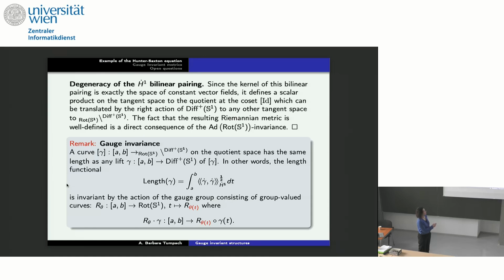Yeah, so what you get downstairs, because you kill the kernel of this metric, is a Riemannian metric. There's no non-degenerate one upstairs, because the kernel is exactly tangent to the fiber. And when you project, you kill the direction of the fibers, and you get something non-degenerate.